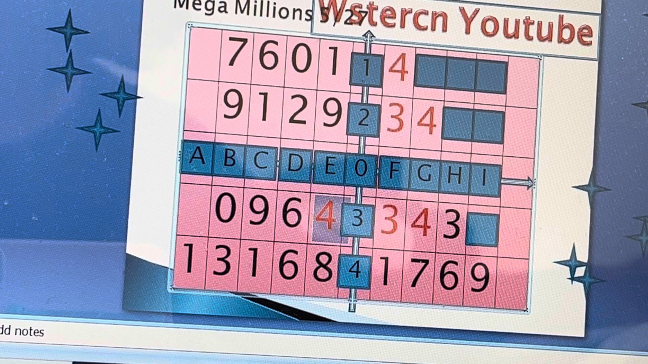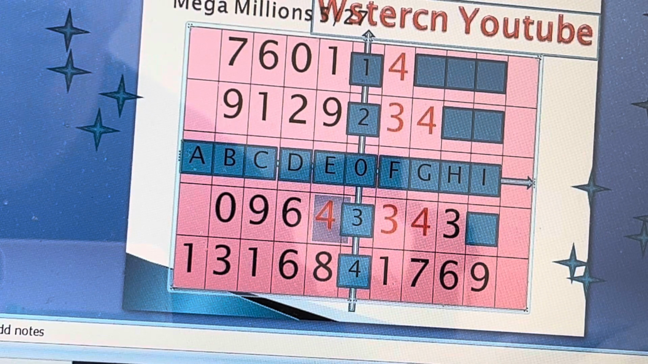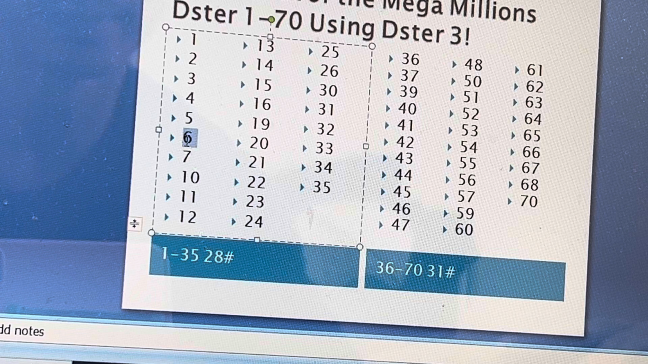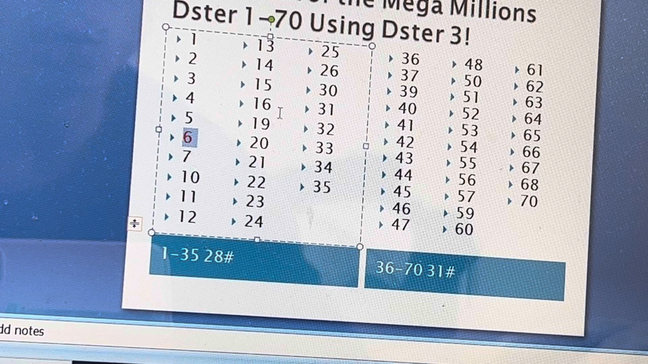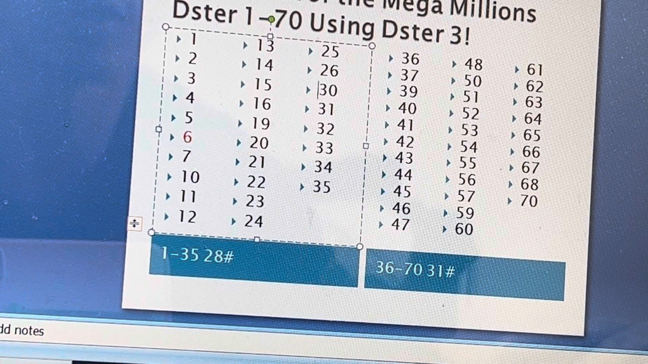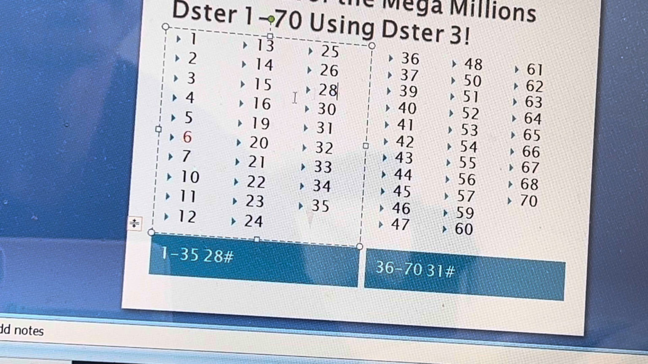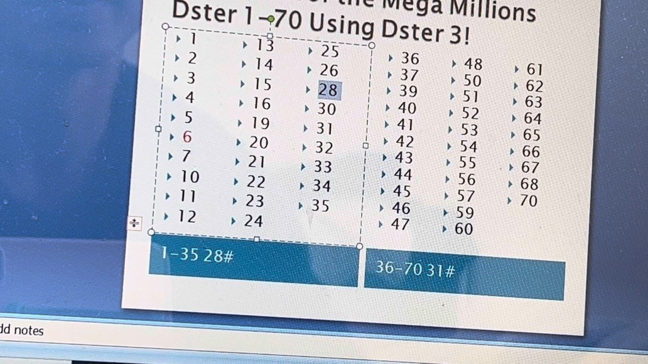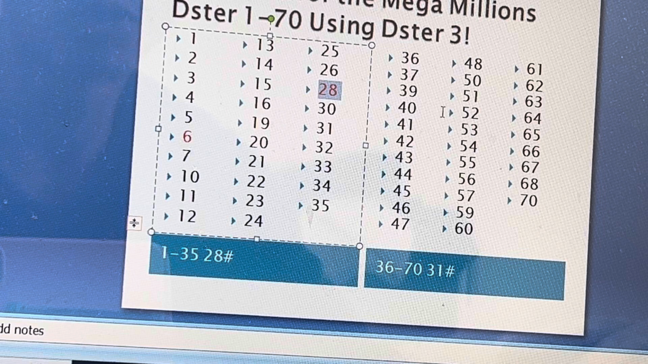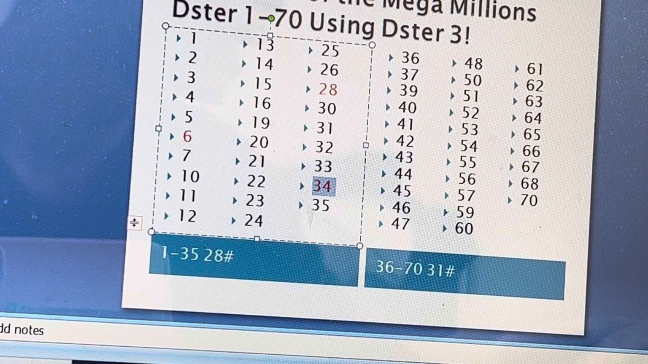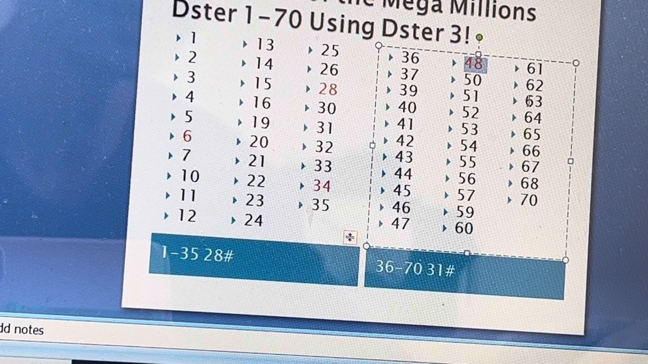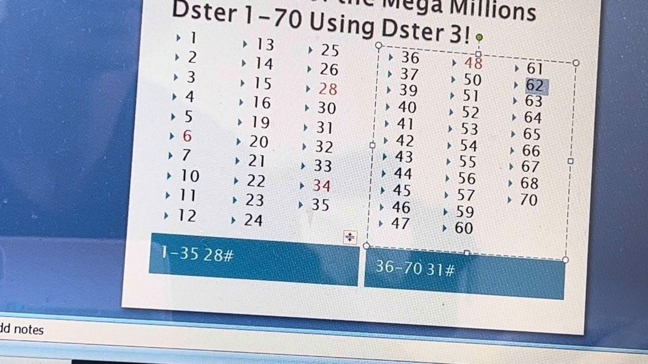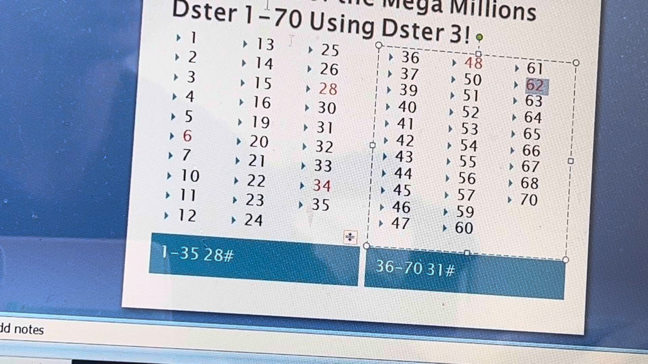So the winning numbers that got drawn for that drawing were 6, 28, and 34. 34 was the code. Then 3 numbers in the low matrix: 48 and 62. And the ball was 09.